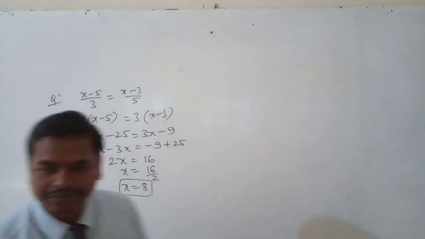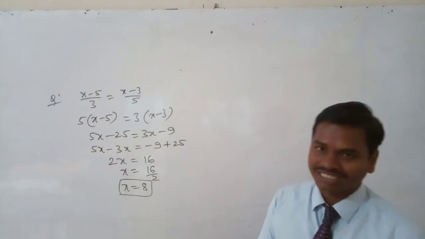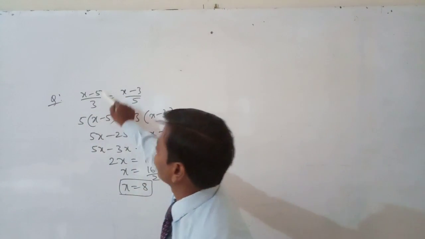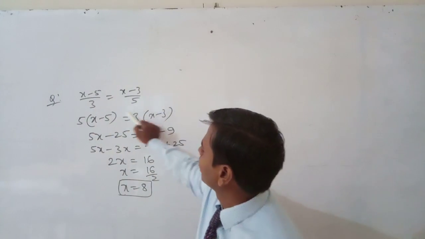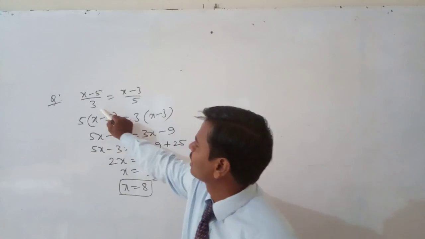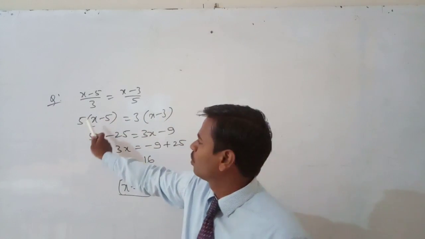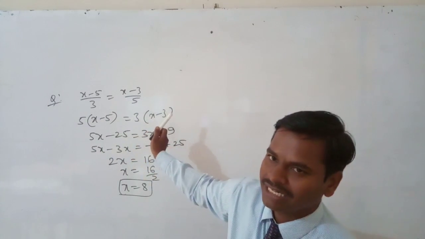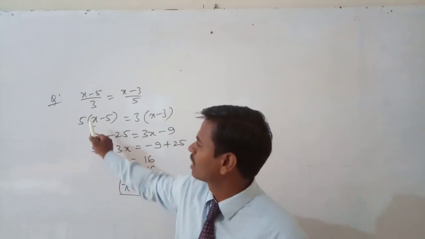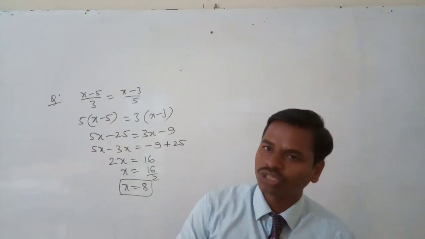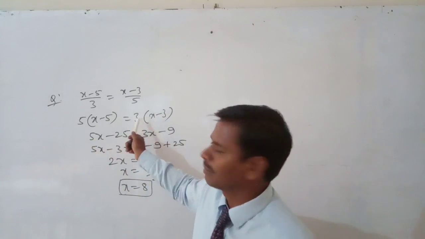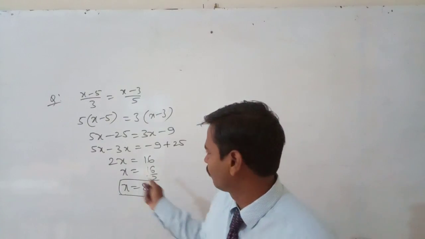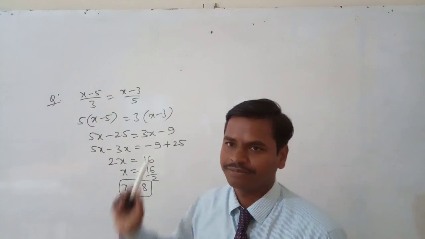First, what are we doing? Both sides have denominators. Only one term is there on each side, because this will be considered completely as one term. That's why division will become multiplication on that side, and on this side also division will become multiplication. 5 into (x minus 5), 3 into (x minus 3). Multiply and remove the brackets. Two terms are there. We should multiply both the terms by 5. Here we should multiply both the terms by 3. Multiply and remove the brackets. Just simplify. We get the x value equal to 8.